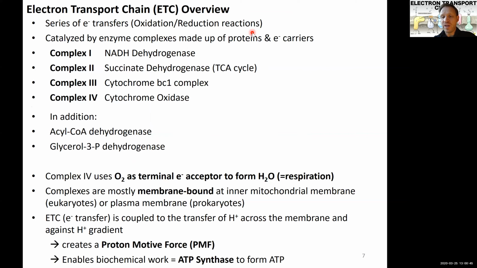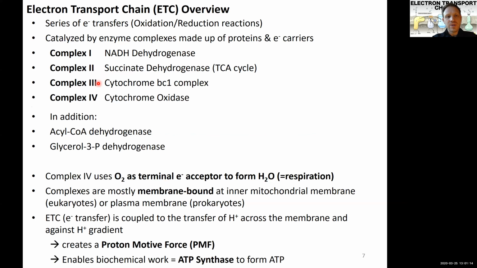There are four major complexes that we need to look at for the ETC. Our complex one here is the NADH dehydrogenase. The name already tells us it is catalyzing an oxidation reduction reaction. The second one is complex 2 here, the succinate dehydrogenase. This one should ring a bell. That's actually an enzyme of the TCA cycle. So this enzyme is doing double duty. It's functioning in the TCA cycle and as complex 2 in the ETC.